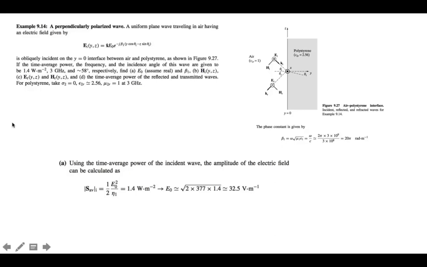So for polystyrene, we're told to assume that sigma is 0, epsilon relative is 2.56, and the phase velocity is equal to 1 at 3 gigahertz. I'm sorry, mu is equal to 1, so it's non-magnetic. So the first thing that we need to find out is the amplitude of E.